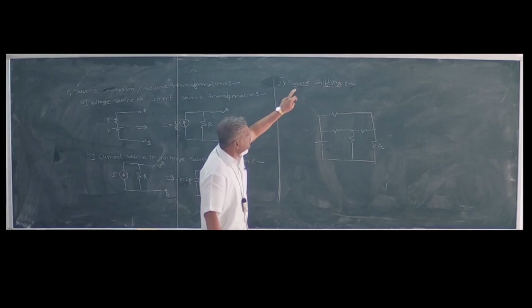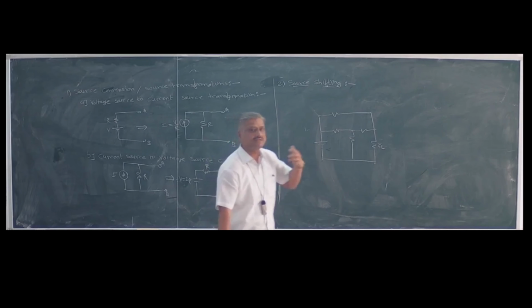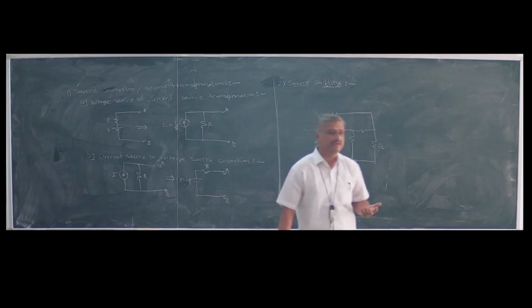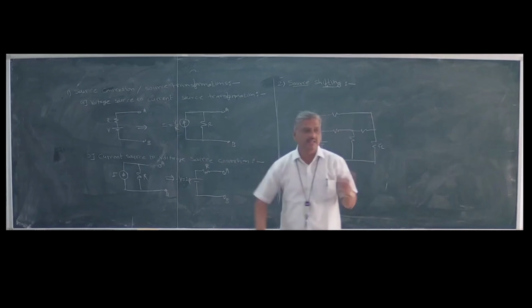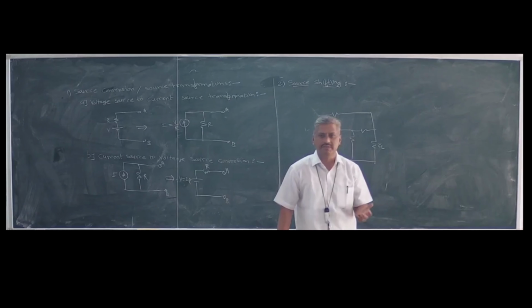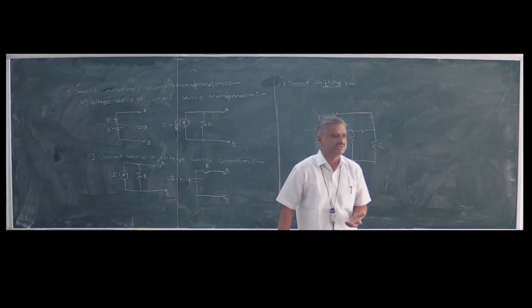Is it right? First, we will complete the source shifting. We will make the circuit simple, and after that, we apply the conversion formulas, and then we reduce this network into a simple network, and then we are able to calculate its voltage and current in that particular case.